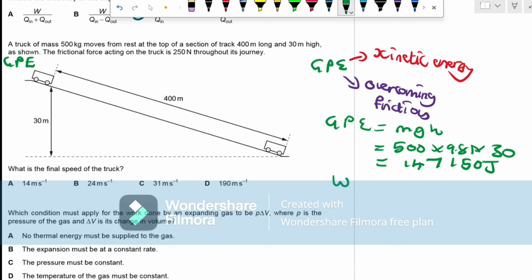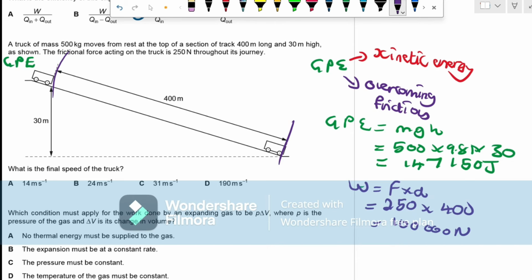Then I'm going to look at how much work has been done against friction. That's going to be the force times the distance that you move. So the work done is going to be force times distance. The force is 250 times the distance, which is 400 meters. The distance is this, guys, the distance that has been moved, not this. It's not moving vertically, it's moving horizontally. So we need the horizontal distance. So we're going to get 250 times 400. That's going to be 100,000.